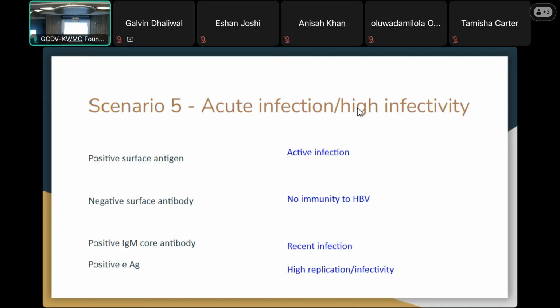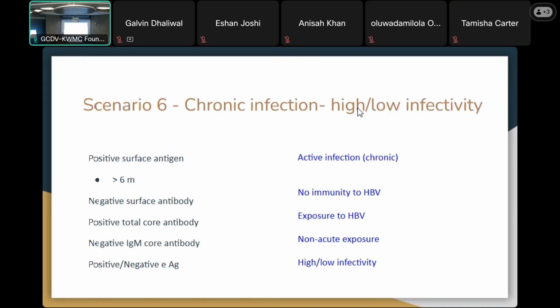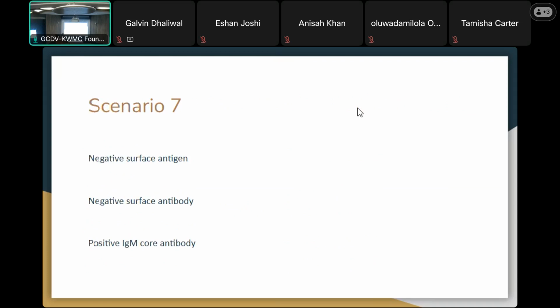Okay. All right. Positive surface antigen for more than 6 months. That means active infection, acute or chronic? Chronic. Okay. Negative surface antibody, positive total core, negative IgM core. So chronic Hep B, and then positive or negative e antigen means high or low infectivity. Okay. All right. Next scenario, and please feel free to stop me if something doesn't make sense. This is your time, okay?